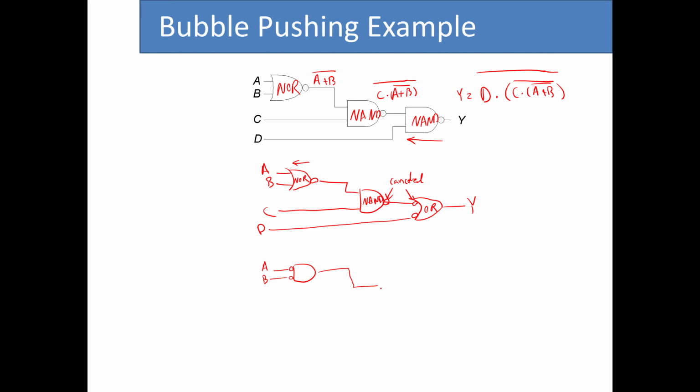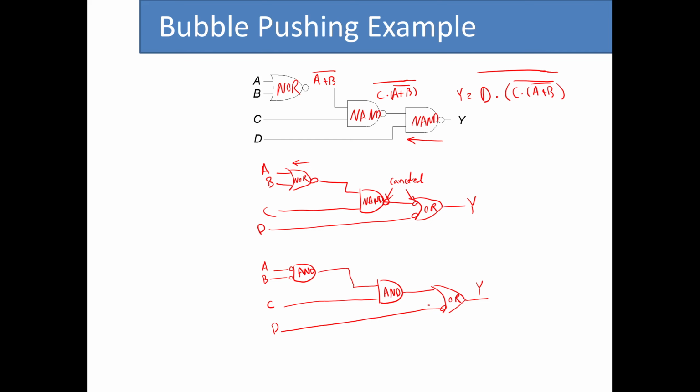This goes through an AND gate, for which the other input is C, and then this one goes through an OR gate, for which the other input is D, right? And it has a bubble too. So this one is Y. So this is the last step that we need to do for pushing the bubbles.